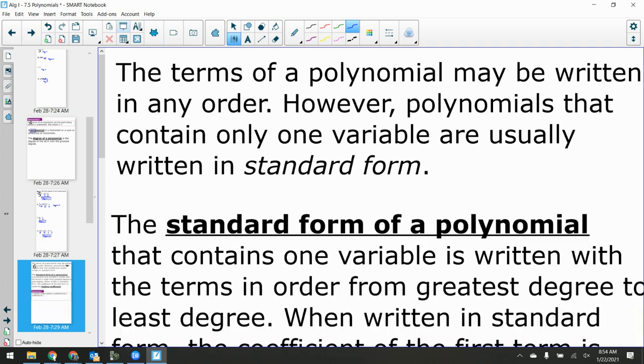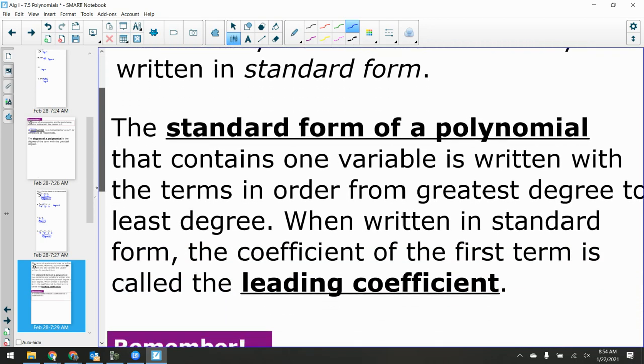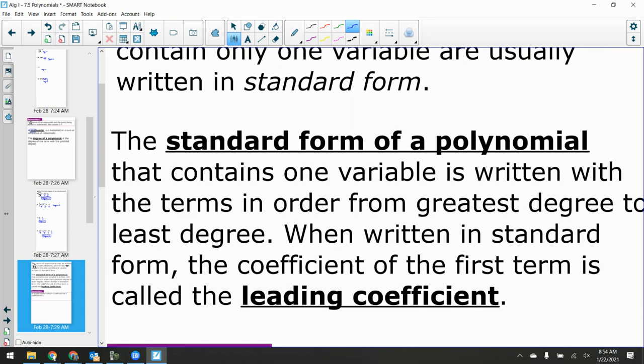Now, standard form is written with the terms in order from greatest to least. Go ahead and write that, underline that for me. In order from greatest to least degree. That's standard form. Do you need another set of guided notes? Yeah. Okay. Standard form is in order from greatest to least degree.